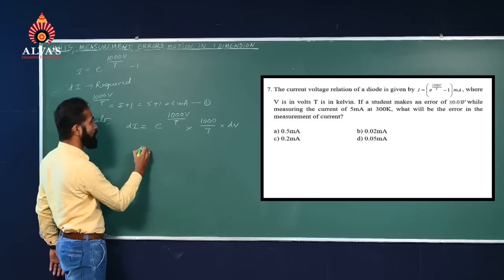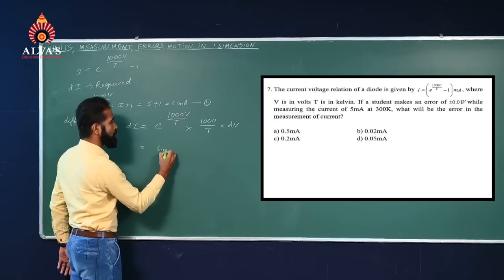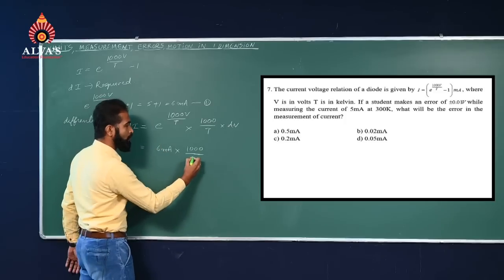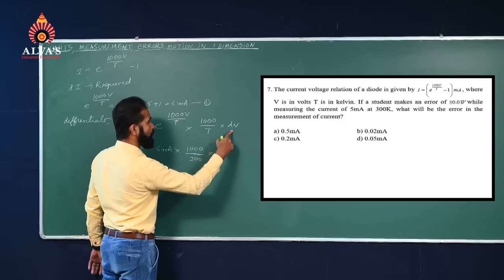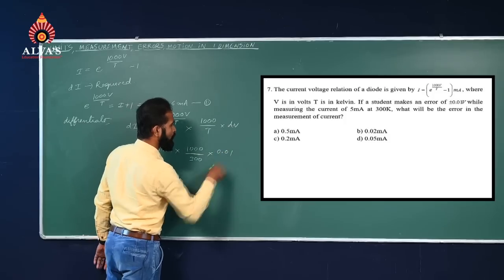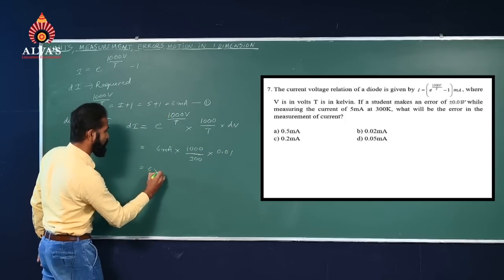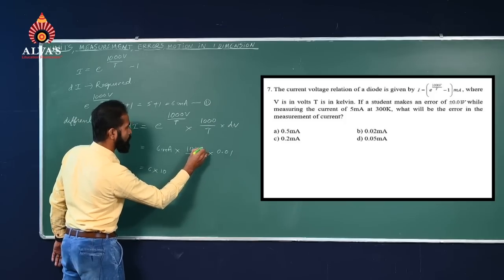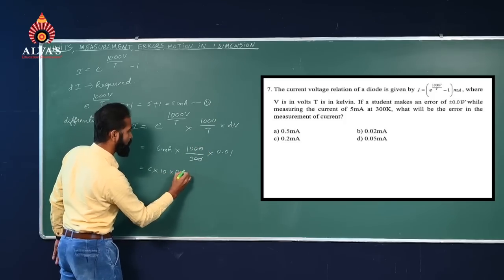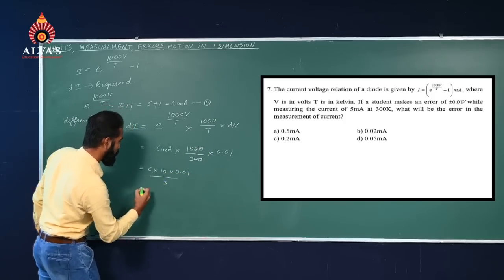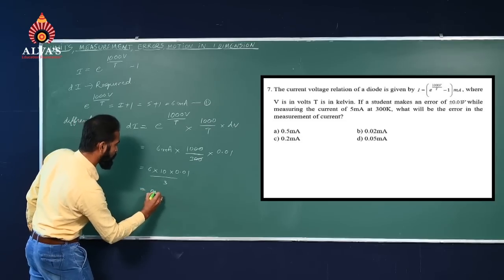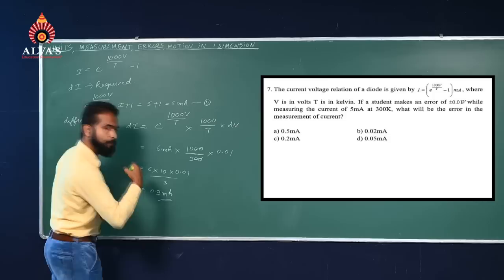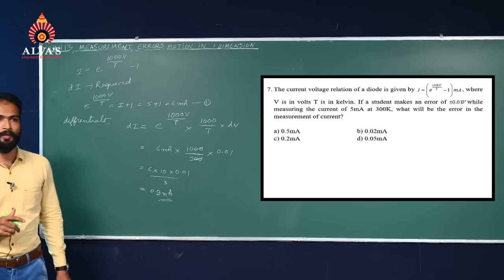So let us substitute everything from equation 1. This is 6 milliampere into 1000. Temperature is mentioned in the question as 300 Kelvin, into dV, which is mentioned as 0.01. So this will become 6 into 10 into 0.01 divided by 3. That gives you 0.2 milliampere. That is option number 3.